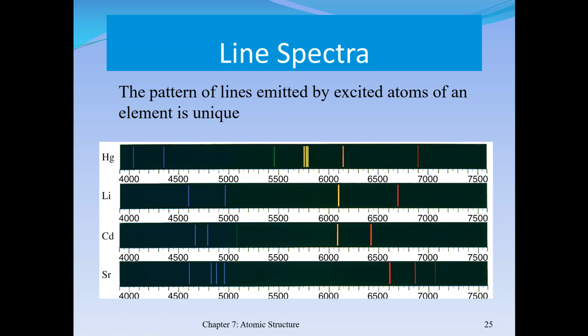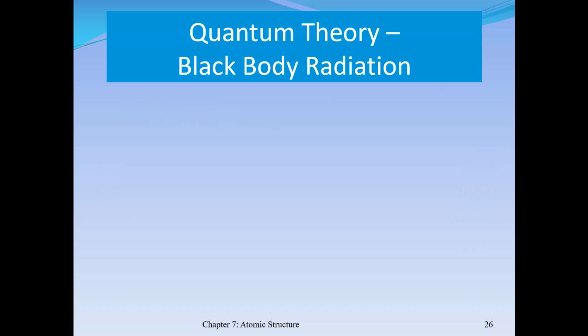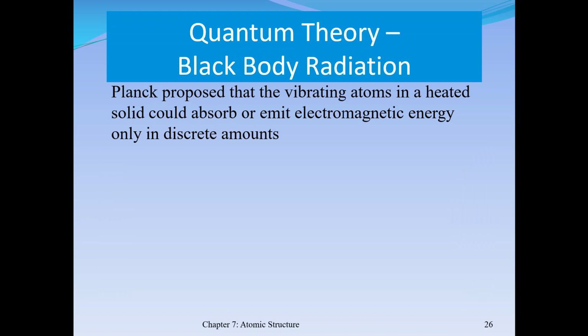Now, how does this help us in determining the electronic configuration of an atom? Well, before we get to that, let's talk about quantum theory, and in particular black body radiation, which ultimately leads to our current understanding of the electron arrangement. Planck proposed that atoms vibrating in a heated solid will absorb or emit electromagnetic radiation in only discrete amounts.